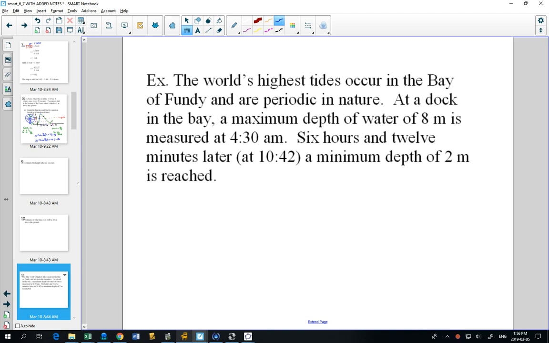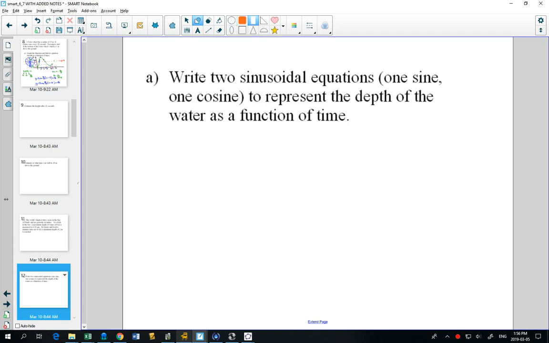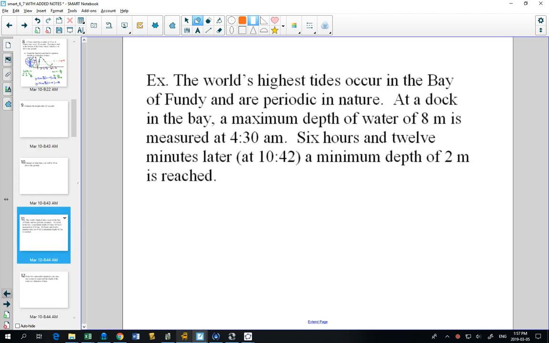This is enough information for us to graph. It's enough information for us to create some equations. So if we look at part A, it says write two sinusoidal equations, one in terms of sine and one in terms of cosine, to represent the depth of the water. In order to do that, we're going to first have to draw a picture of what's happening.